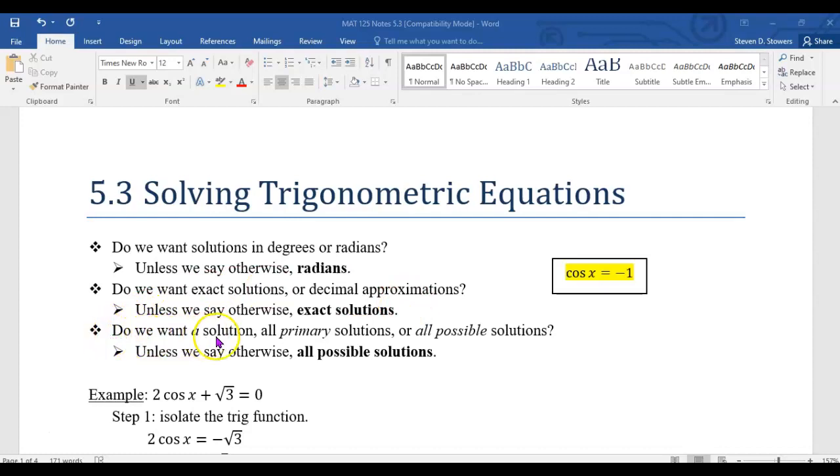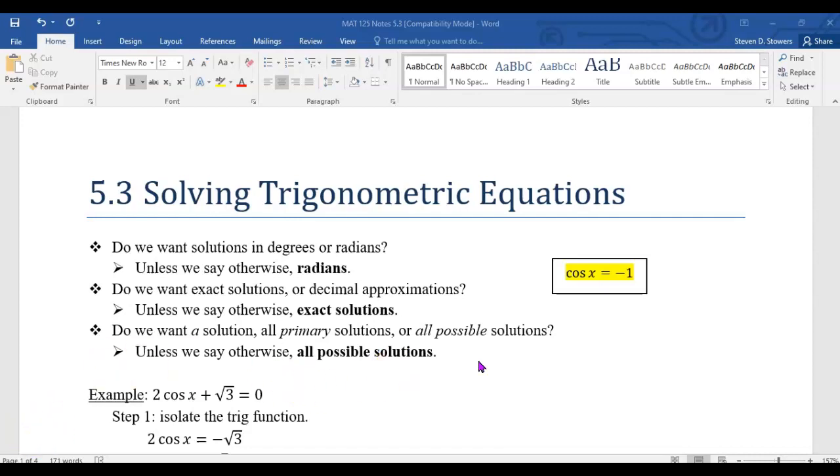And sometimes we just want a solution, just any one number that works. Sometimes we want all primary solutions, that is, once around the unit circle, and sometimes we want all possible solutions, a complete description of anything that works in the equation. So unless we say otherwise, that's what we're looking for, a description of all possible solutions to the equation.